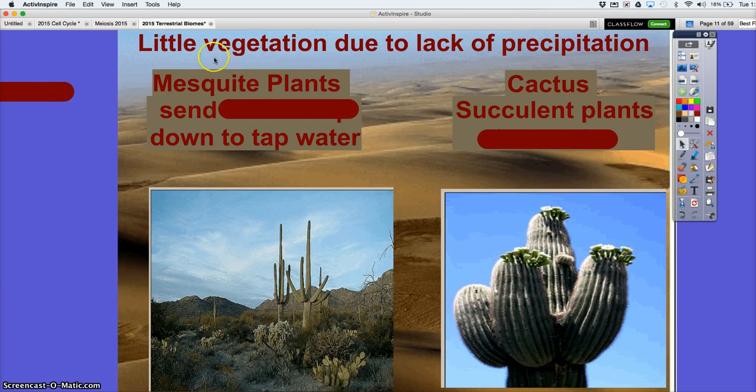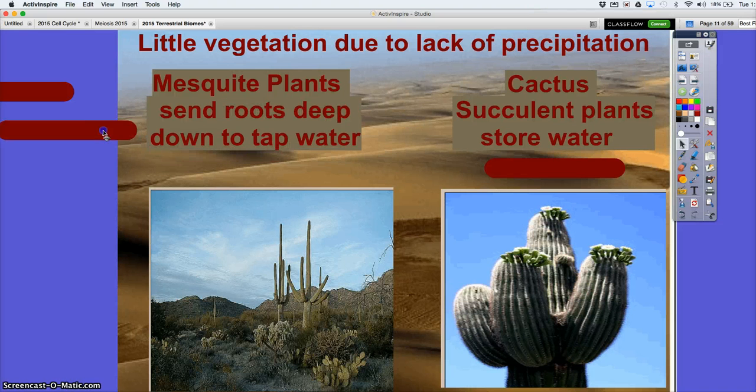She did a great job with succulent plants. An example of a succulent plant is a cactus, and what they do is have the ability to store water. The other type of plant, which she mentioned, needs to find water. If they don't have it, they need to find it. So they send their roots deep down, and those are called mesquite plants, and they tap way down to try to find water sources like aquifers or any kind of underground water.